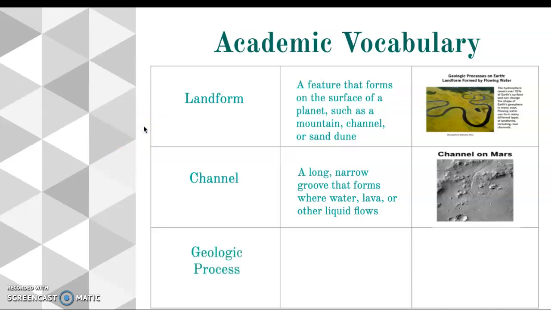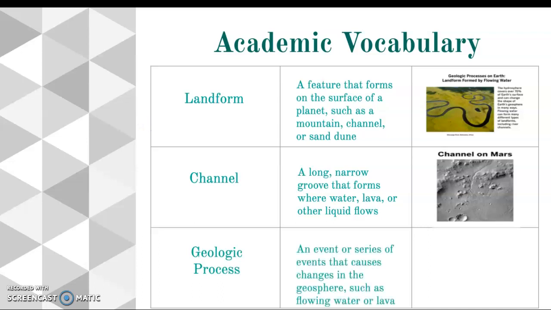The next and last term that you have to add for today is geologic process. A geologic process is an event or series of events that causes changes in the geosphere, such as flowing water or lava. Make sure, if you haven't already, that you pause the video to add these to your table of contents. Landform should be page 4. Channel should be page 5, and geologic process should be page 6 in your scientific notebook.